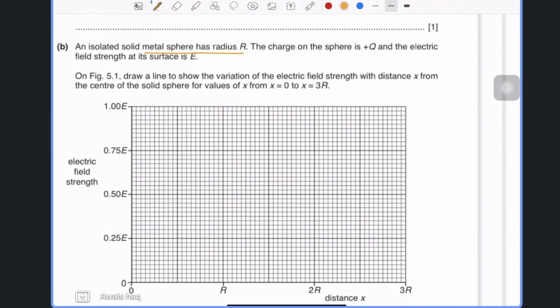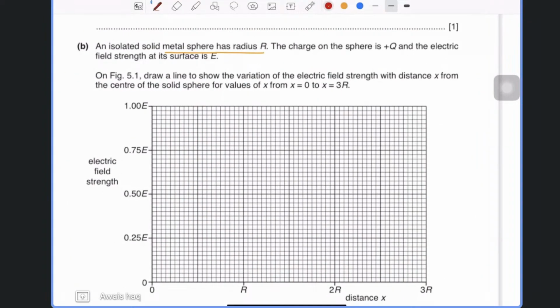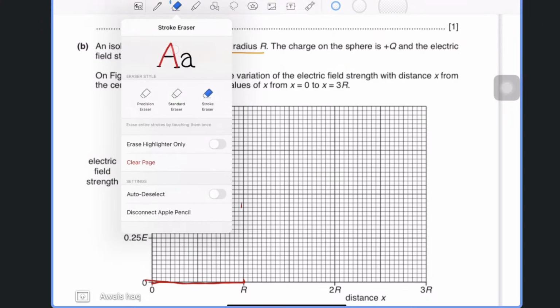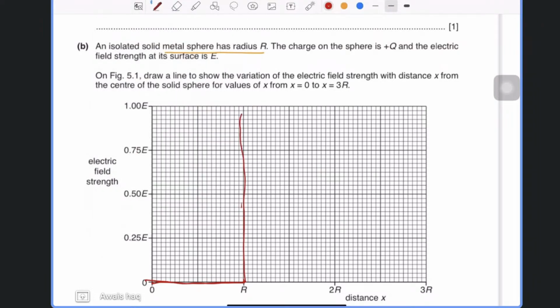Now these sorts of graphs, you need to understand that till r, which is the radius, the line should be absolutely 0, like that. And then it would jump to E at the surface, like here. Let me just make a nicer line. It should jump to E, like this. And from this point onwards, you're going to decrease it by a square.